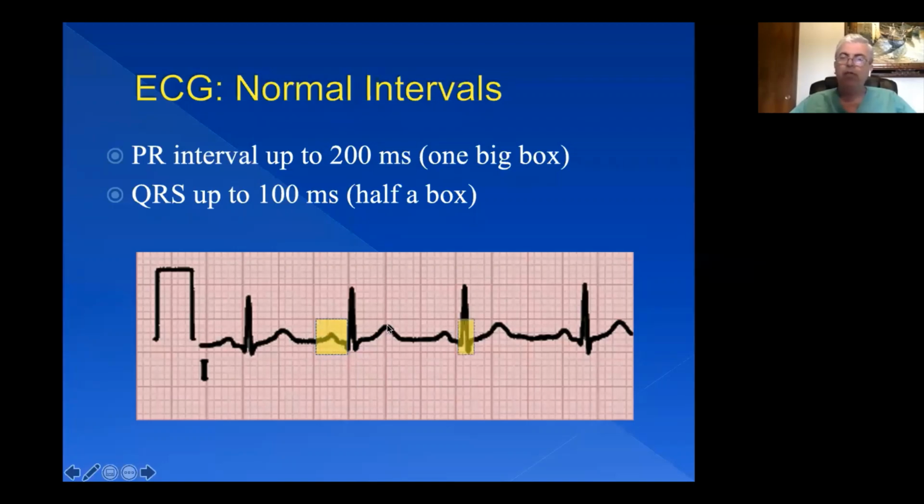The QRS duration should be 100 millisecond or less, which is half a big box. So quick look, you'll find PR within a big box, QRS half or less of a big box. Then you're dealing with normal activation times. Here, just to highlight, this 1 millivolt test gives you 10 millimeter.